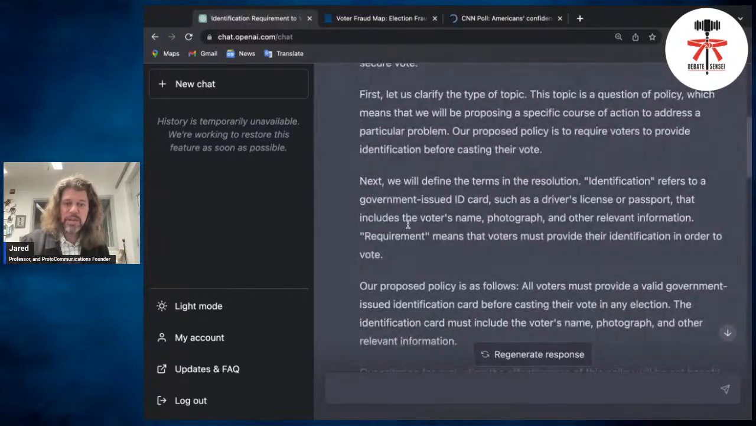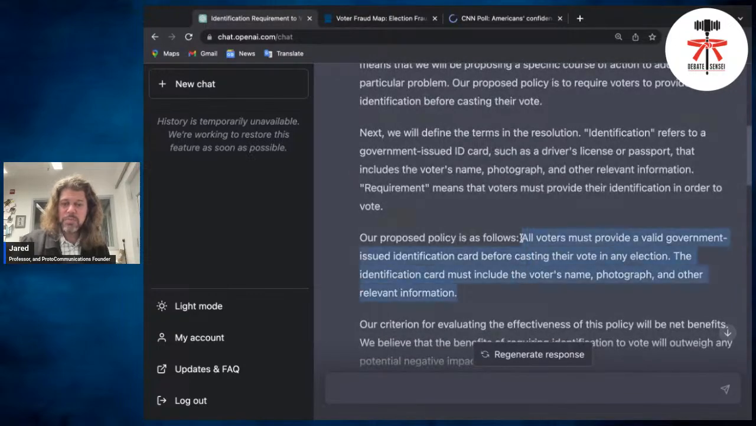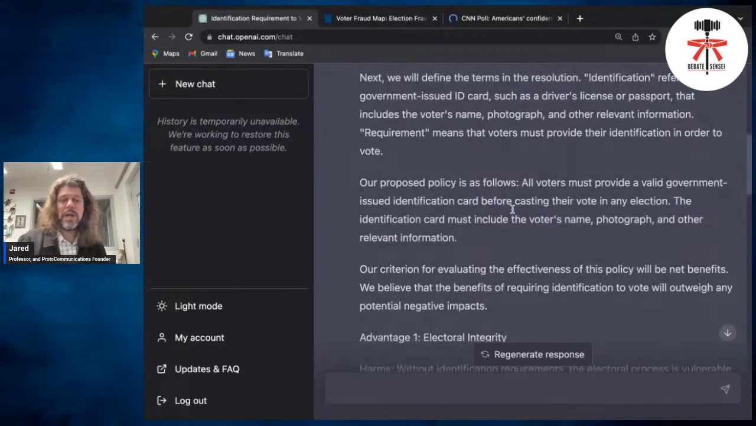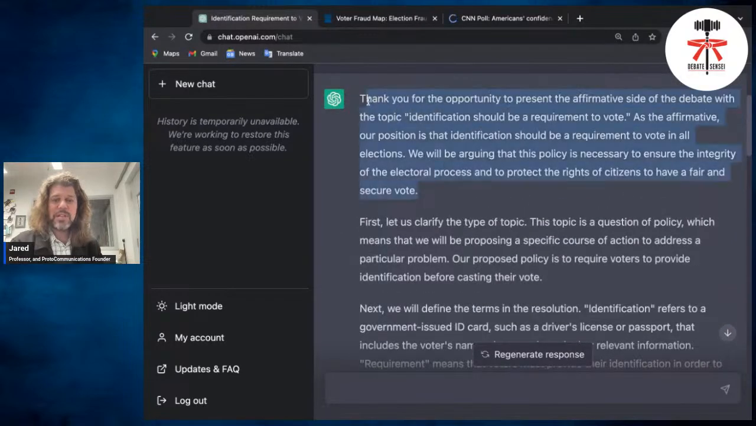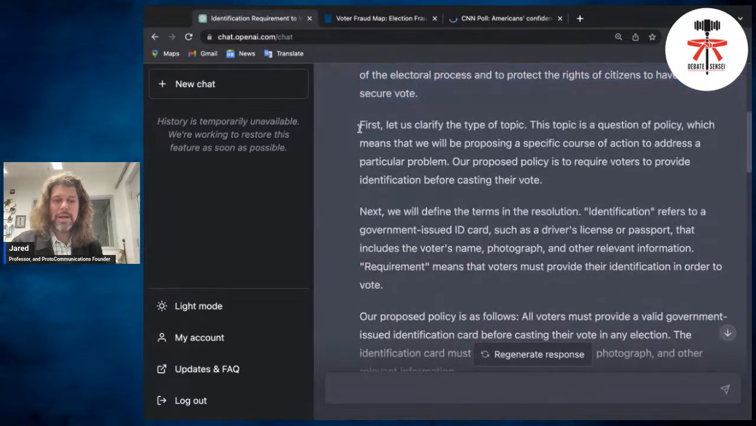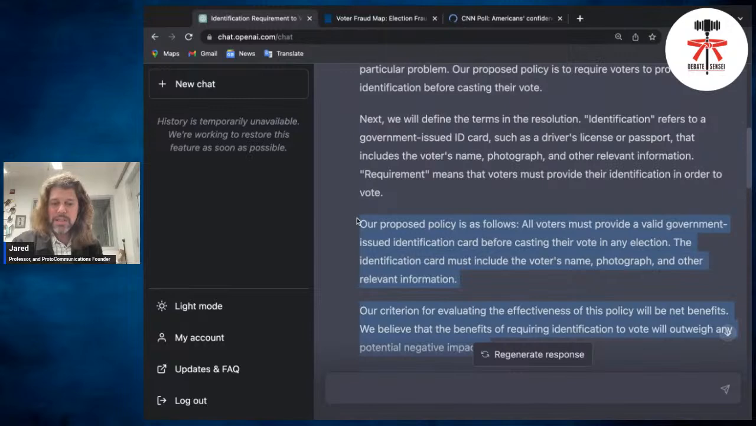Okay, next we'll define the terms. Our proposed policy: all voters must provide valid government issued identification before casting their vote. The identification card must include the voter's name, photograph, and other relevant information. What you need to do is explain that the government will provide this for free to anyone who is a legally registered voter. So now take a look at the very beginning. You're like, okay, thank you for the opportunity to talk. Identification should be required to vote. As the affirmative, our position is that identification should be required. Here are my definitions. Here's the policy and criterion.